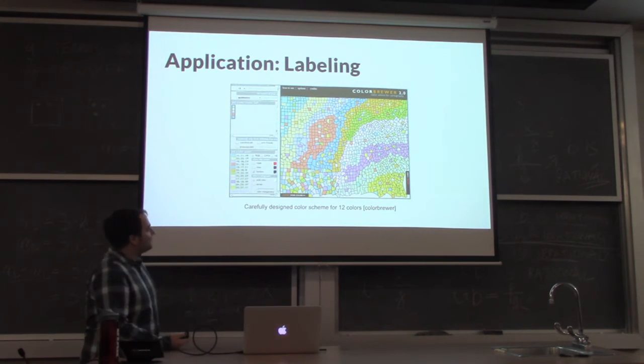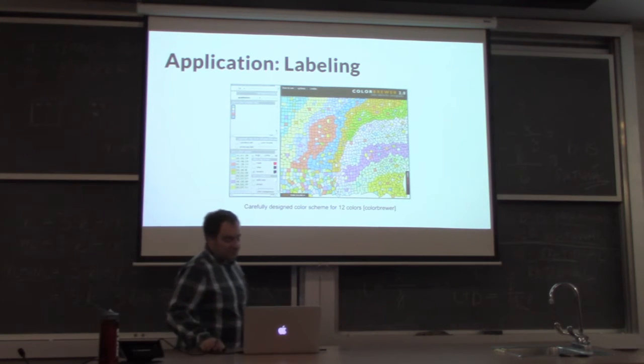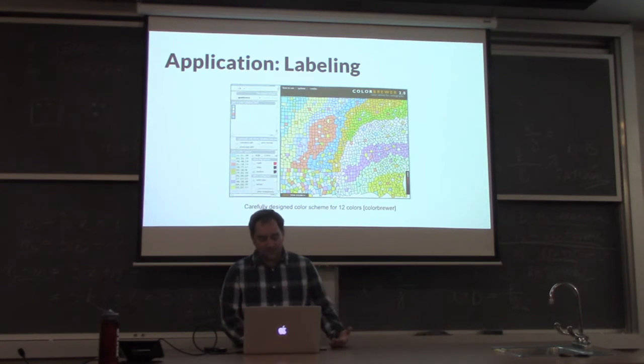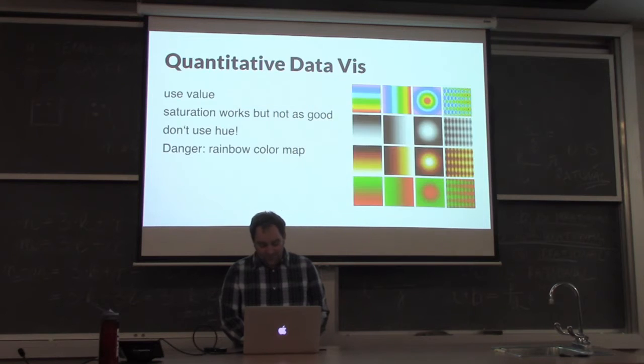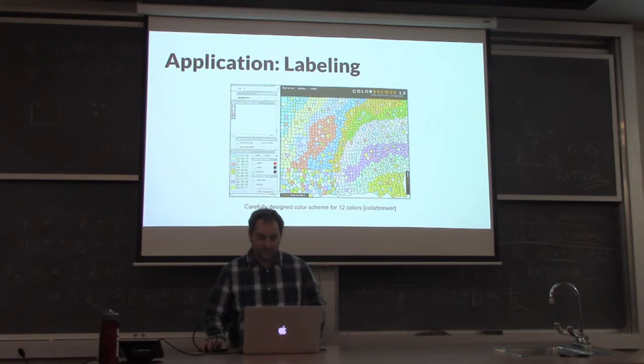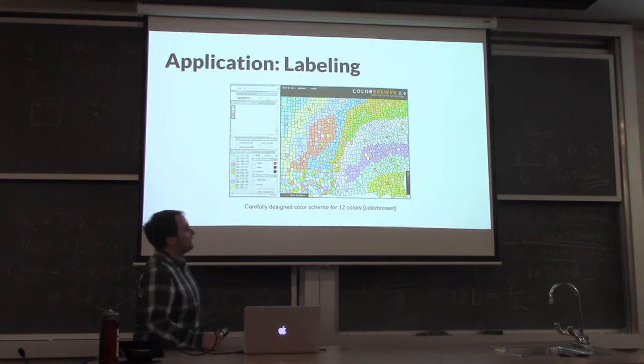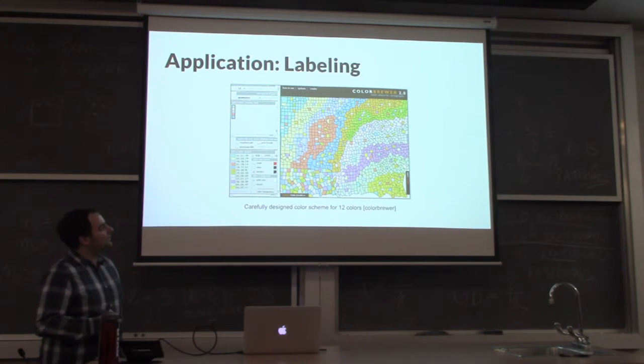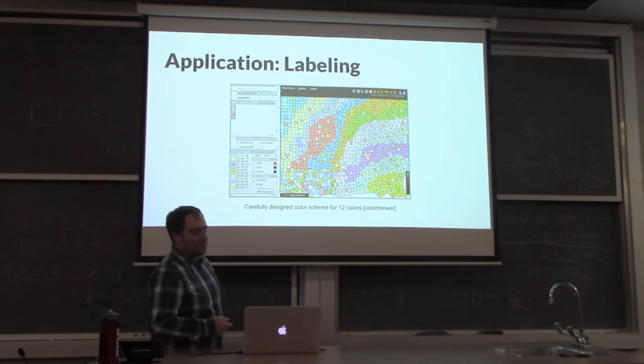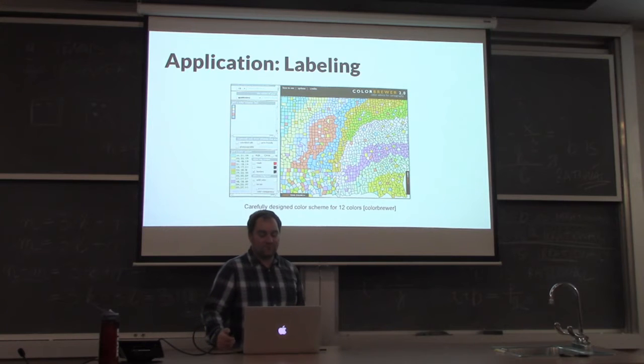There is this great tool, which is called Color Brewer. These are carefully designed color schemes for up to 12 colors. You can go there, and I'll bring this up again at a later point in the lecture, but they really thought about many different things of how to pick the color scales for the different data attributes.